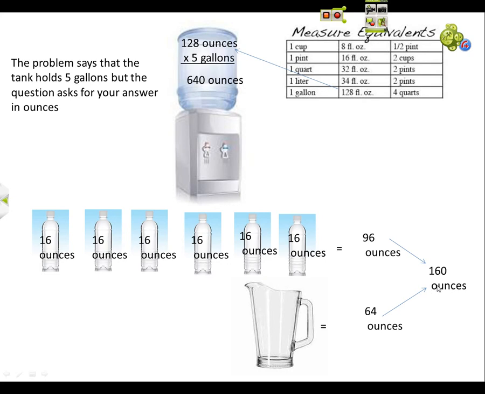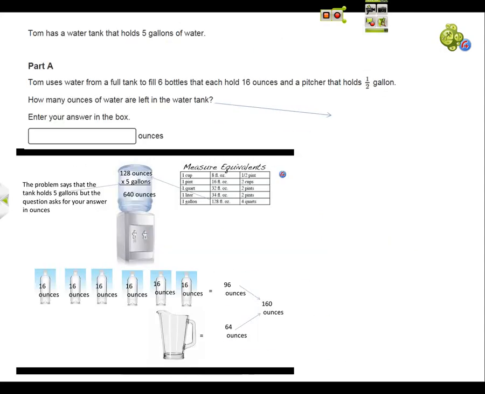So he emptied the water tank by 160 ounces. Yes. We emptied the water tank by 160 ounces, so you do 640 ounces minus 160, which is 480. So you end up with 480 ounces of water.